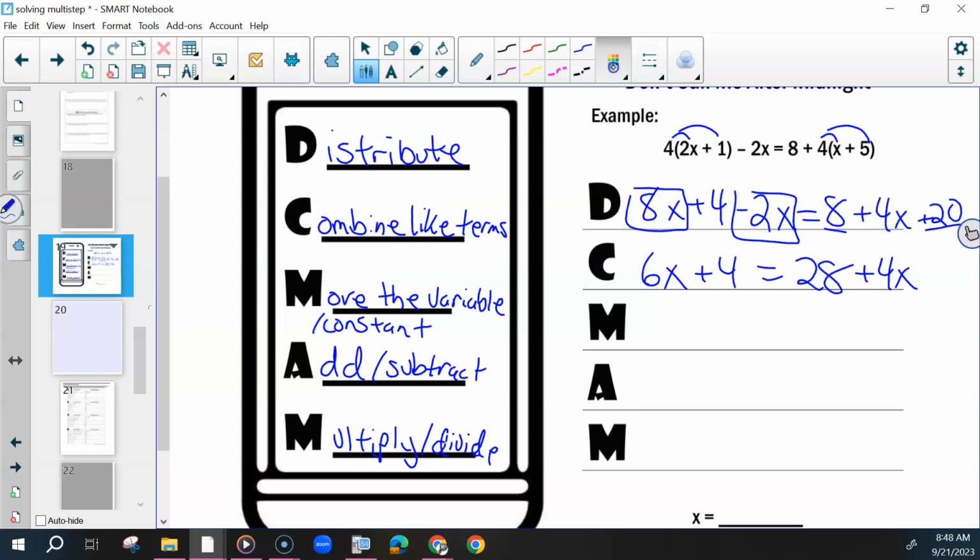Then, when you get to this step, you have choices. You have 4 different choices. 6x, 4, 28, and 4x. You can choose what you want to move first. So of those 4 terms, what do we want to move first? If you didn't want to move the 6x and you want to move something else, go for it. You will get the same answer as long as our math is correct. So to move 6x to the other side, we would add or subtract. Positive.